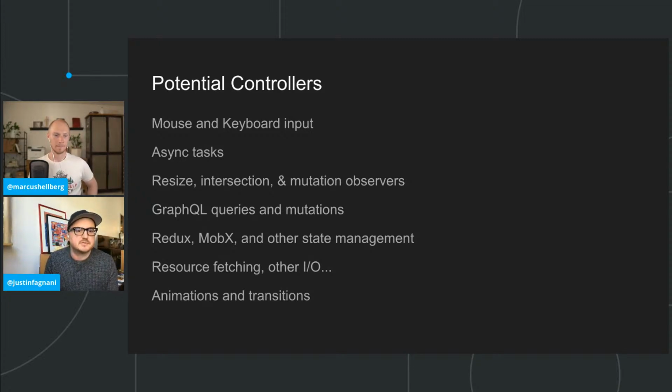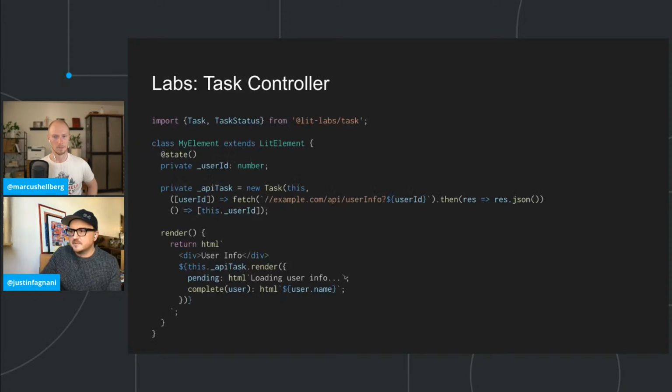So mouse and keyboard input, like I just showed there. Asynchronous tasks. Controllers can run a task and update the host as that task progresses and completes or errors. You can imagine wrapping resize observers and intersection observers so that they automatically tell your component to re-update. GraphQL and other state management things are really nice to put into controllers. Yeah, any kind of network I/O you could do through a controller, and it will update your component, and then animations and transitions, which I think are very exciting, and I'll get into in a little bit.